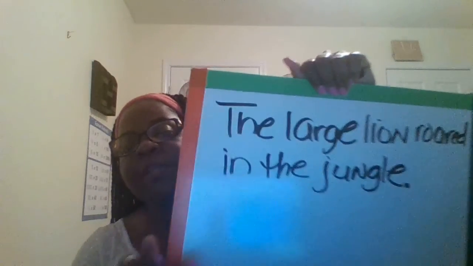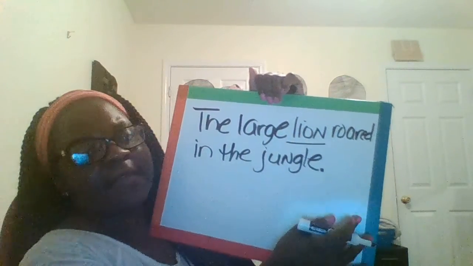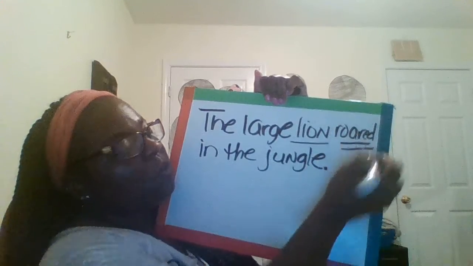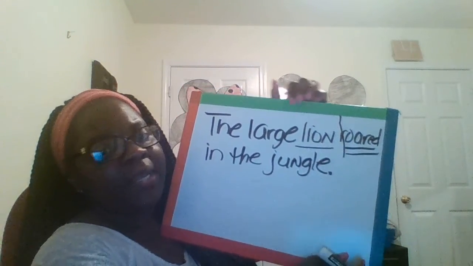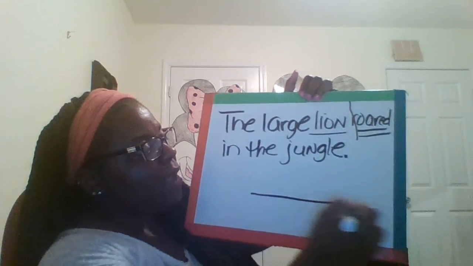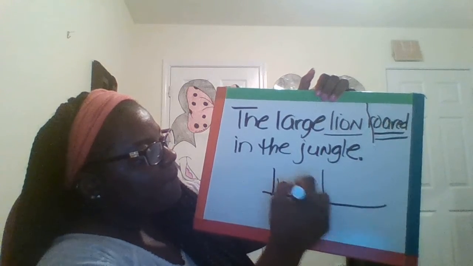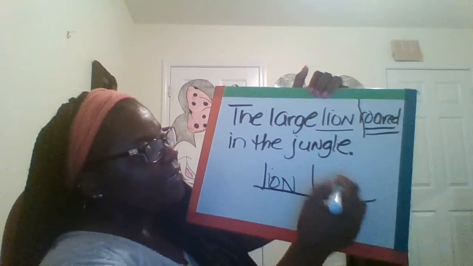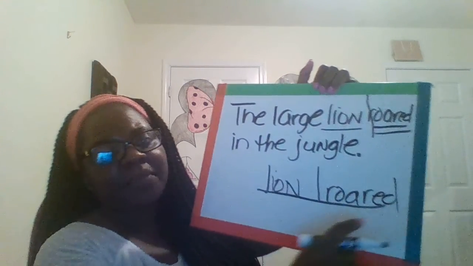All right, so I have two steps that I'm doing. First thing they want me to do is mark my parts of speech in the sentence. So I have lion, that's my subject. I underline it once. Roared is my verb. I underline it twice. I put a line between lion and roared. Now I need to diagram. Here I'm going to write my subject, lion. Here I'm going to write my verb, roared, on the line. So that's what you're doing.